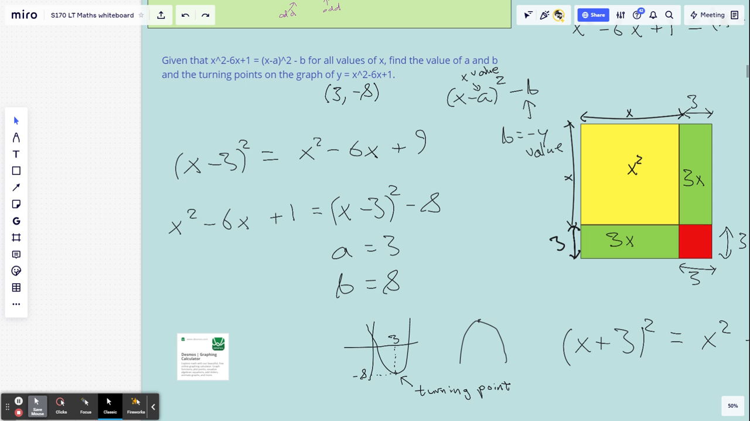A is 3, B is 8, and the coordinates for the turning point is 3, -8.